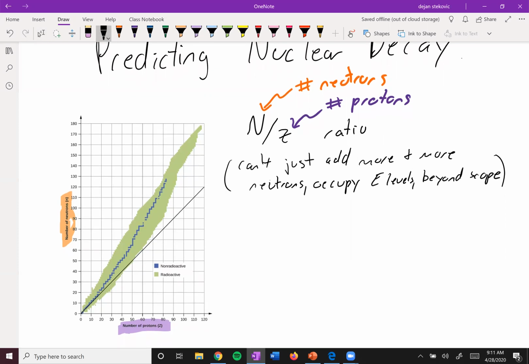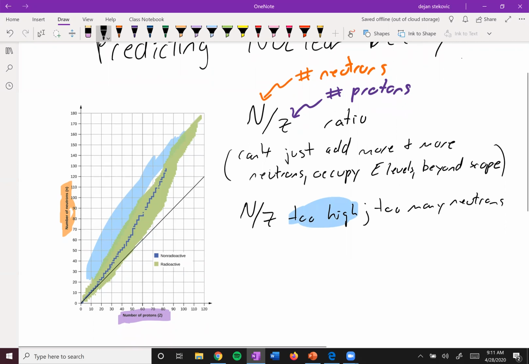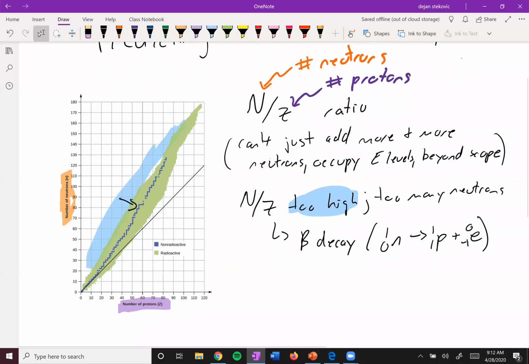And so you can tell there are two scenarios. There's when your N to Z ratio is too high, and you have too many neutrons, essentially. So that's going to occur somewhere over here, right? And when you're over there, basically what you want to undergo is beta decay, because remember, in beta decay, a neutron turns into a proton and then emits an electron. Right, so we're going to go towards our valley of stability there.